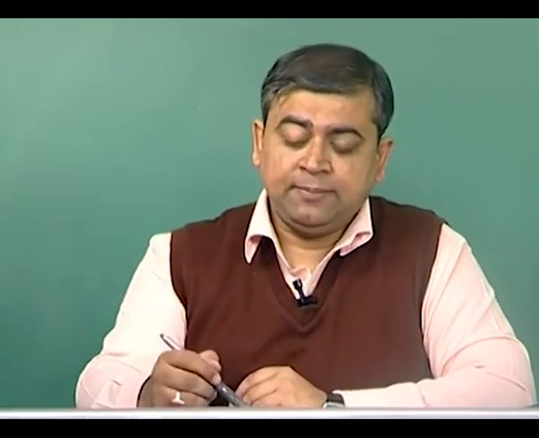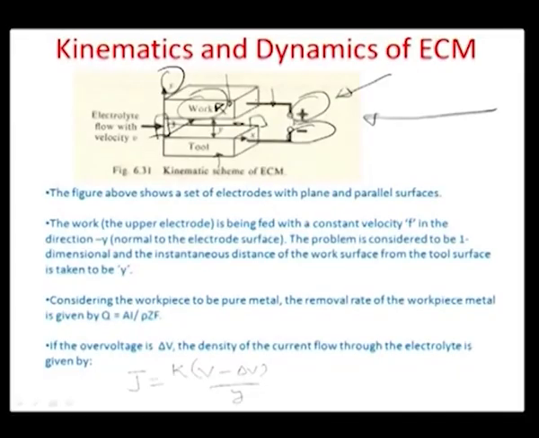In this case we are assuming that the workpiece is moving towards the tool. So, the work is fed here with a constant velocity which we call f, the feed rate. We are feeding the workpiece in the minus y direction, meaning the work is approaching the tool surface in the negative y direction, and we consider a one dimensional problem here and try to find out the correlation between the dissolution and the velocity.